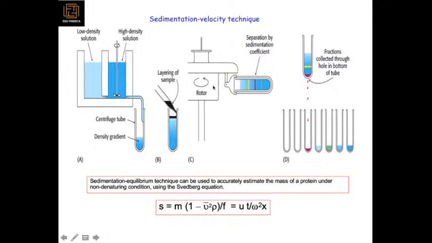Then the rotor is run like this. So there is separation by sedimentation coefficient. All your organelles will be separated according to their sedimentation coefficient, according to the density. Afterwards, we collect them according to their size. So we keep pouring them like this. First you will have low molecular mass, then higher molecular mass, and we keep pouring them like that.